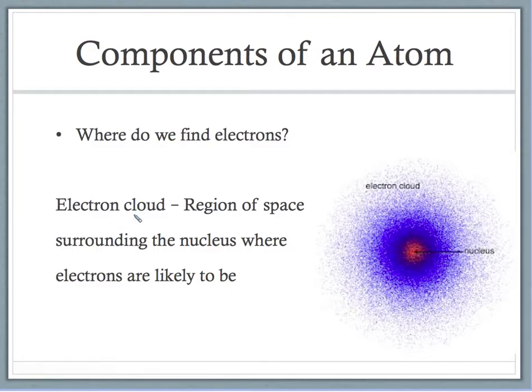We also have these electrons. So electrons are found in the outside of the nucleus in what we call the electron cloud. This is just a region of space where electrons are likely to be found. So it's very hard to tell exactly where an electron is, but we know that within this region somewhere are going to be the electrons, and they are very tiny.